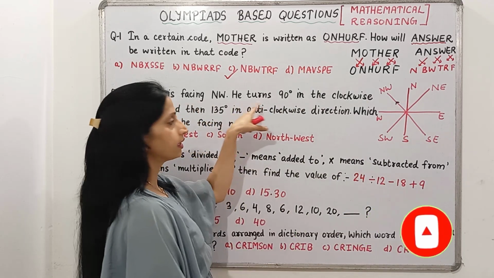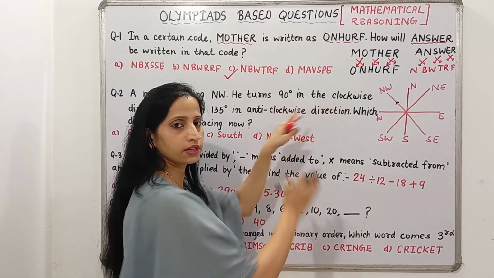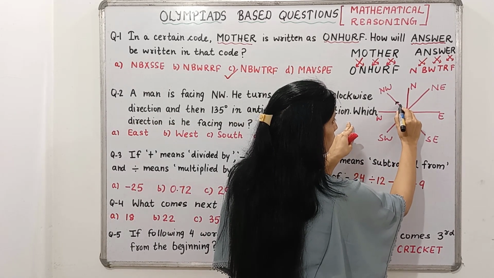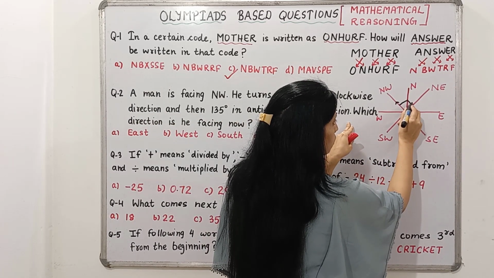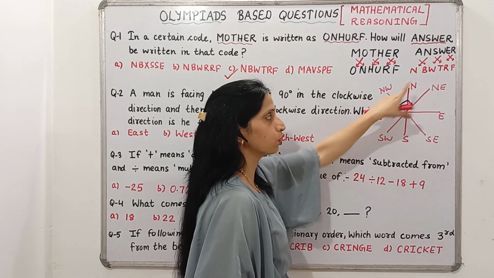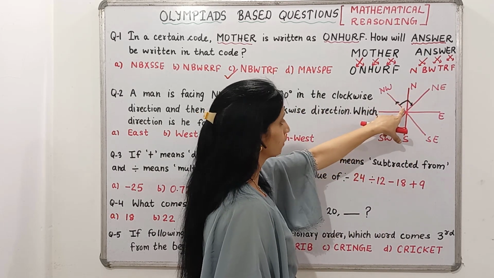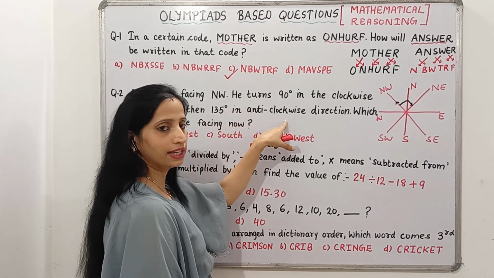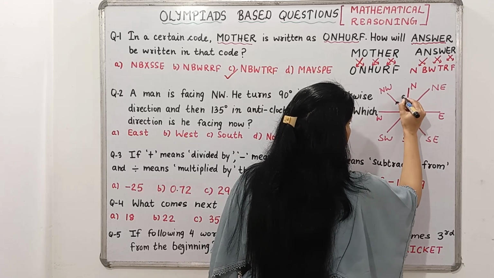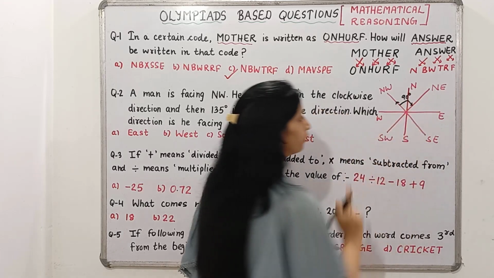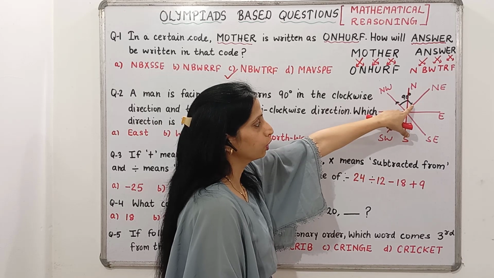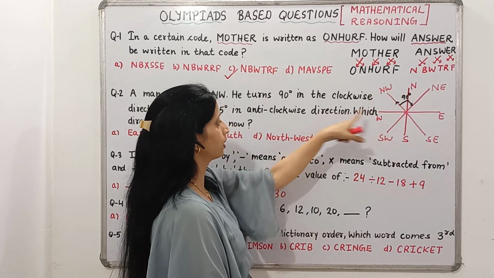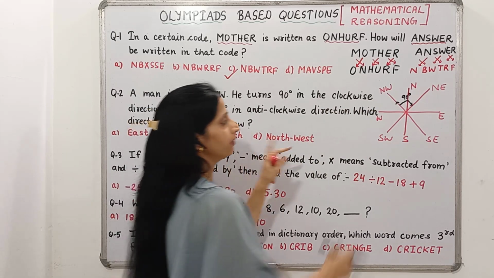Okay. He turns 90 degree in the clockwise direction, right hand side. 90 degree means from here till here. He will reach from northwest to northeast. This is 90 degree. Okay. Then 135 degree in anti-clockwise direction. Firstly, where he reached? At northeast. Now from here he will turn leftwards. He will turn anti-clockwise direction at an angle of 135 degree.